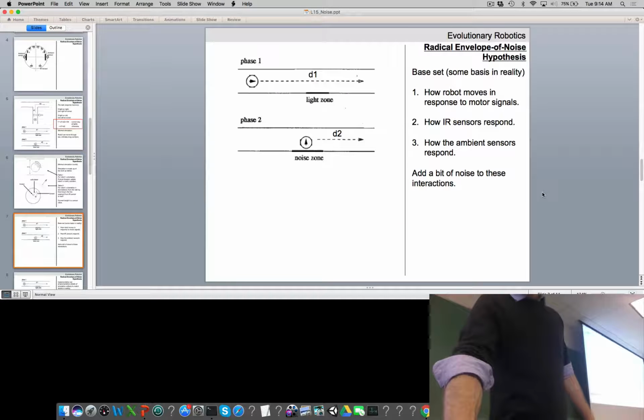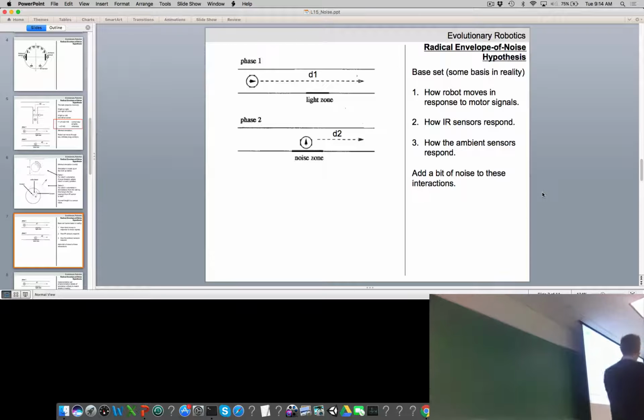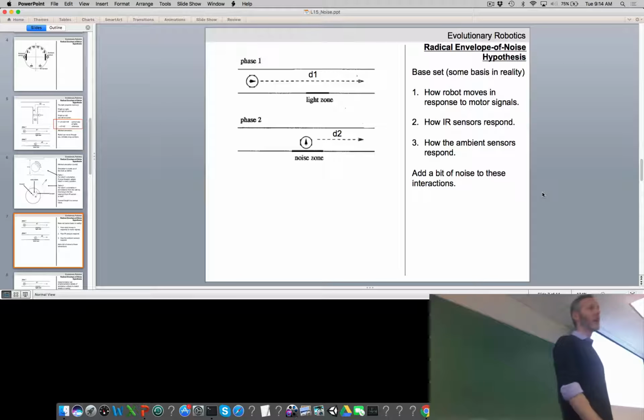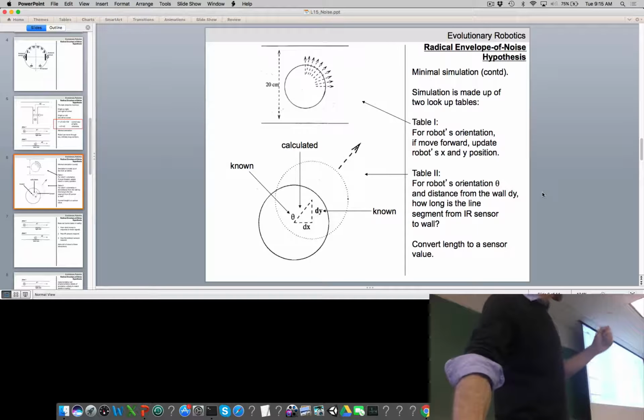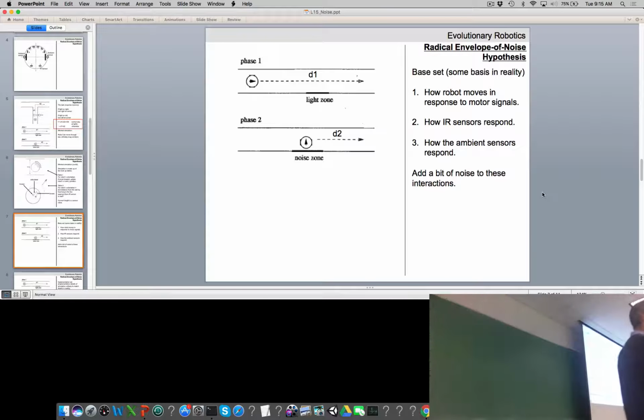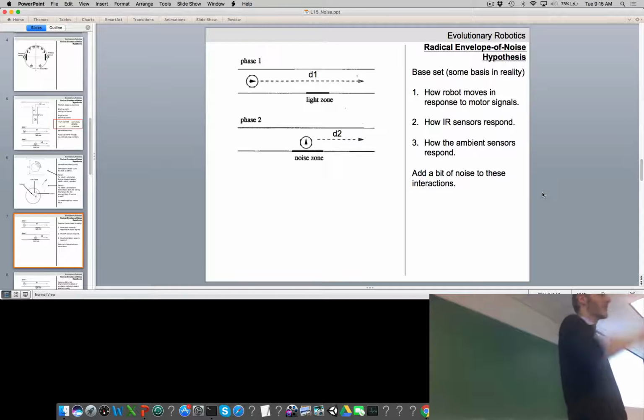Okay, so let's have a look at the base set now, which is sort of things that are going to be more or less true in reality. How the robot moves in response to motor signals. This is a pretty simple robot. So they knew that if left motor and right motor get 0.3 and 0.8, they know more or less what the new position of the robot is going to be. That's what they put in lookup table number 1. They put about 10% noise on that. So when they got the new position of the robot back from that lookup table, they put a little bit of noise on those new values. So the new position of the robot was not quite what it should be according to the lookup table. How the IR sensors respond, they put a little bit of noise on that.